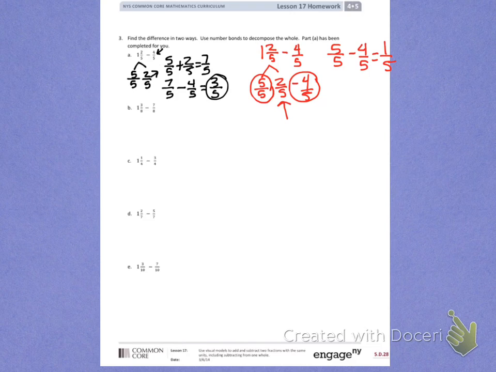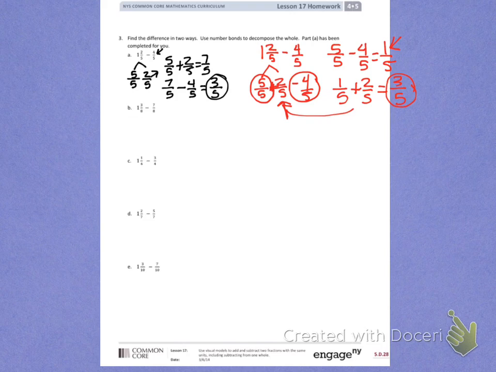But I have to go back and grab this 2/5. I can't just let that disappear. That was an added part with my 5/5. So I'm going to take the 1/5 that I created from over here, and I'm going to add my 2/5 back on because I cannot forget that I still had that 2/5. And together, that makes 3/5. So either way, I get the same answer.